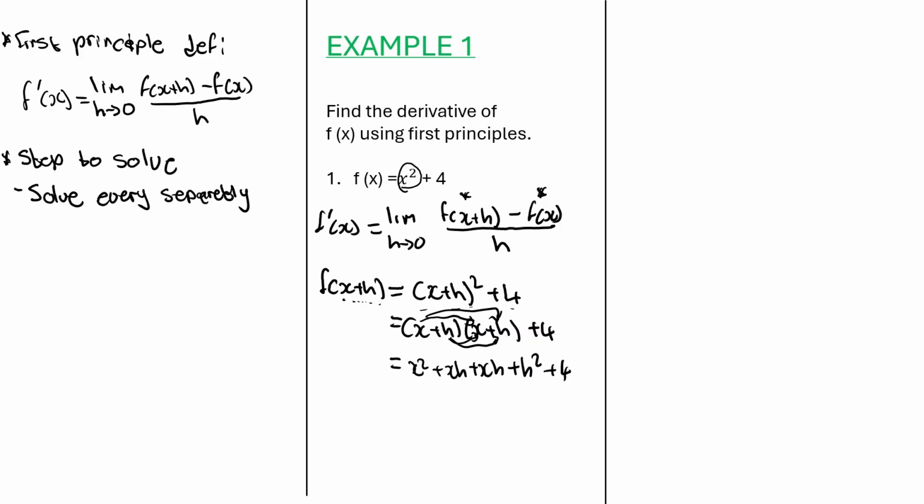Then you're going to continue solving it. You're going to add your common factors. So you have x squared plus 2xh plus h squared plus 4. Okay, now you have simplified the whole thing completely. So you also have f of x, which is just equal to what you have been given in your question, which is x squared plus 4.